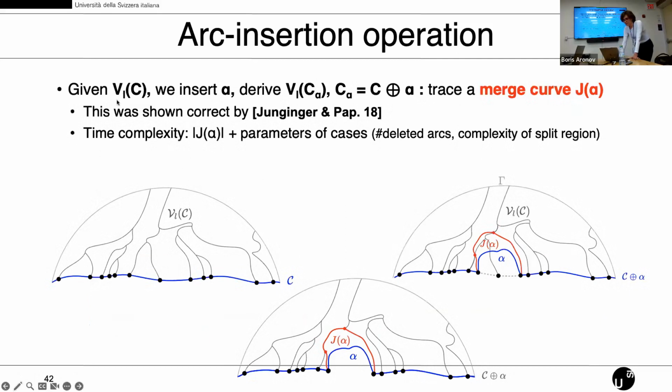So given the Voronoi-like graph for C, we insert an arc alpha, and we update the Voronoi-like graph of C alpha. So it's all done in standard ways as we do in Voronoi diagrams. So we trace a merge curve through the existing diagram. This was shown correct earlier.